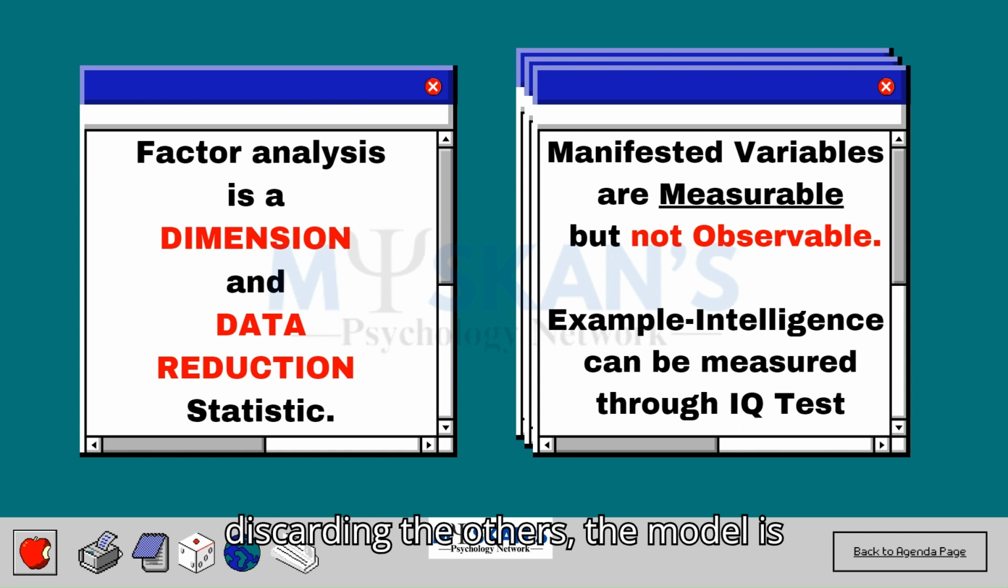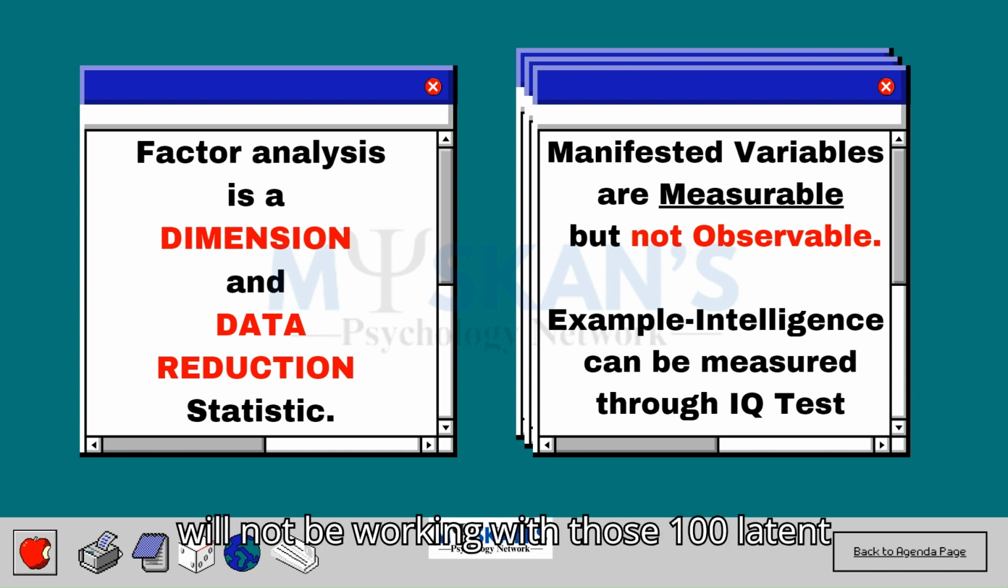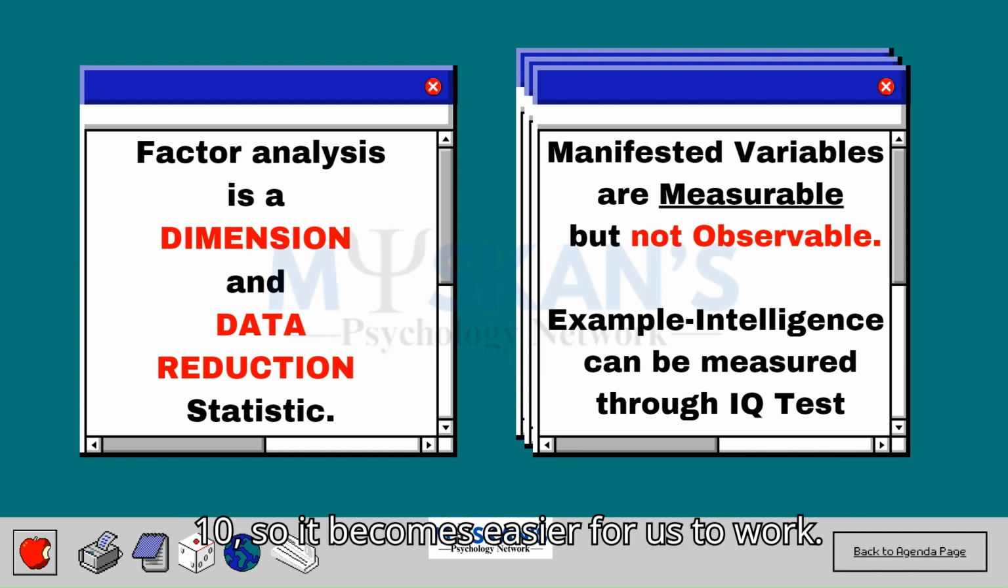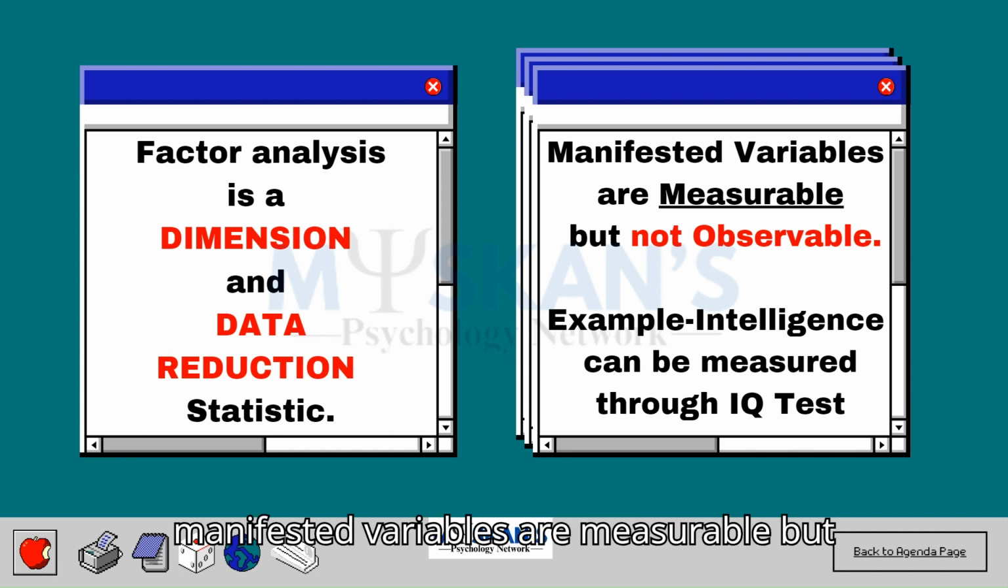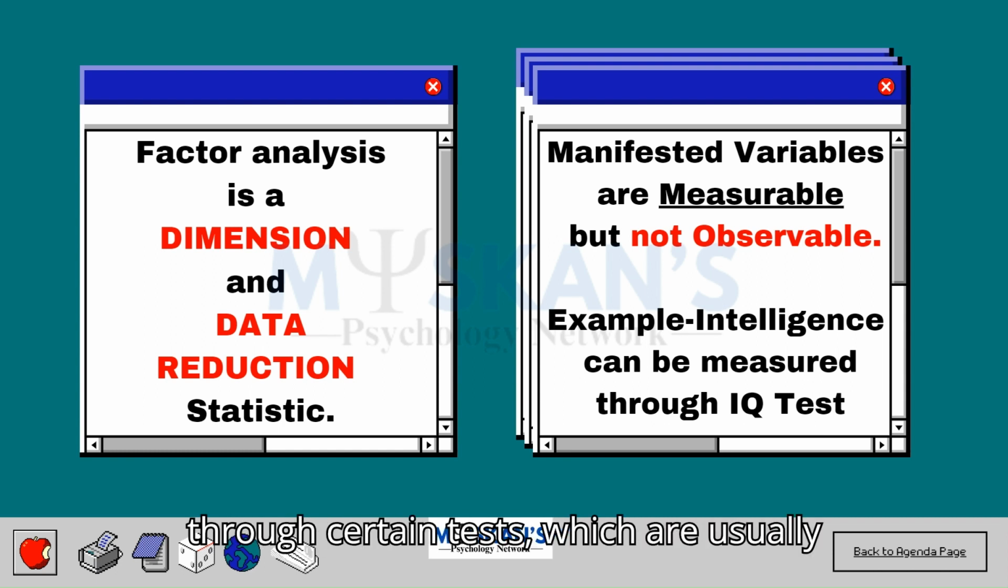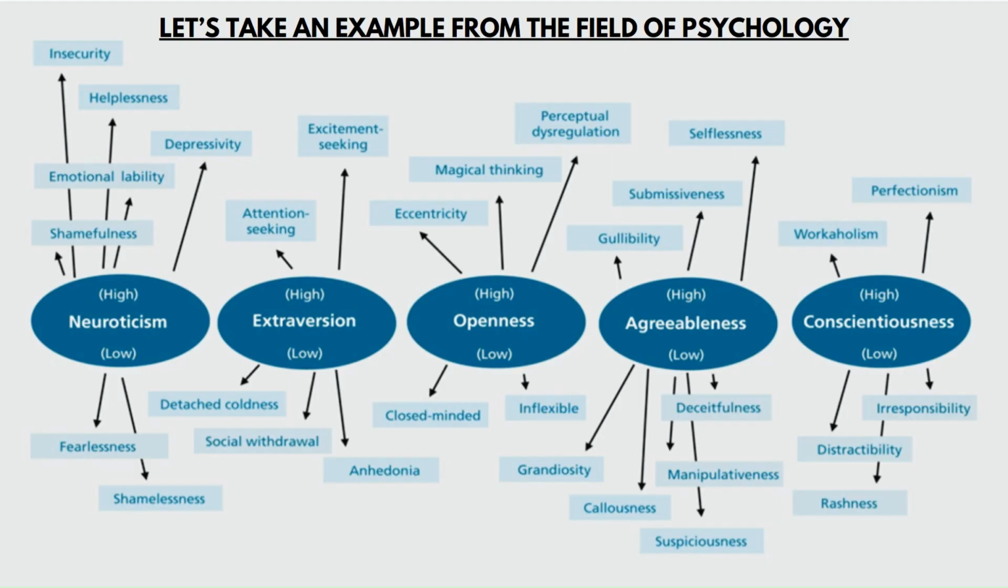When we are discarding the others, the model is becoming more compact. We will not be working with those 100 latent common components, but only the particular 10. So it becomes easier for us to work. So that is why it is called a dimension and data reduction statistic. As I said, manifested variables are measurable but not observable. We cannot see intelligence, but we can measure it through certain tests, which are usually your IQ tests.